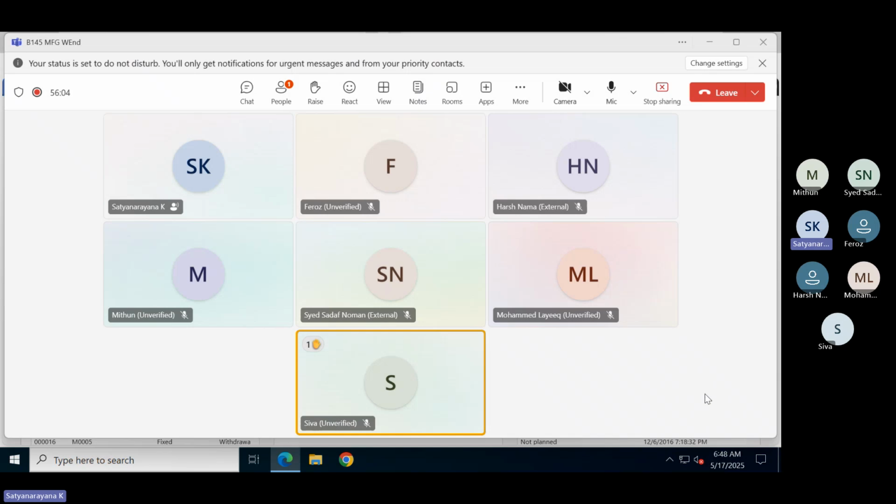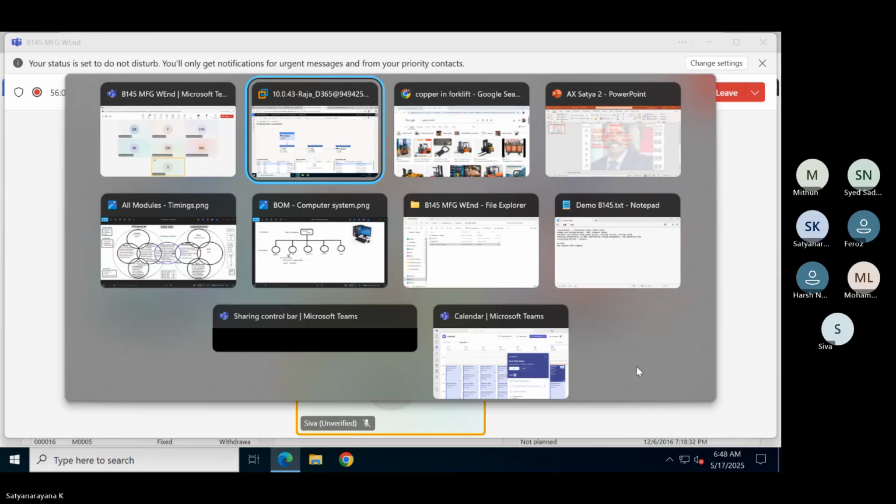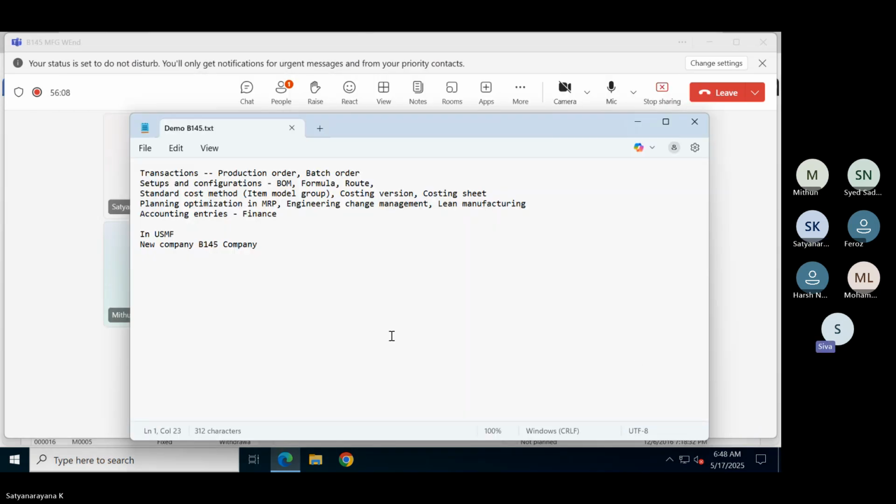Yes, please. Someone is raising their hand. Yeah, Shiva. Yes, sir. Meanwhile, I have lost my network connectivity. Sir, what is this BOM means? Bill of material. BOM means bill of material.